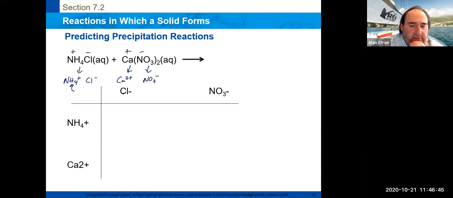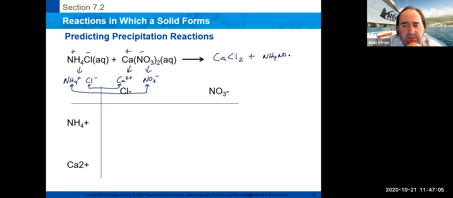So again, we're going to switch partners. And when we put calcium and chloride together, we get CaCl2. Again, we need two of the chlorides to balance out the charge. When we put ammonium and nitrate together, we just need one of each. And at this point, we could do some balancing. So let's see here, perhaps a 2 here, maybe a 2 there as well.